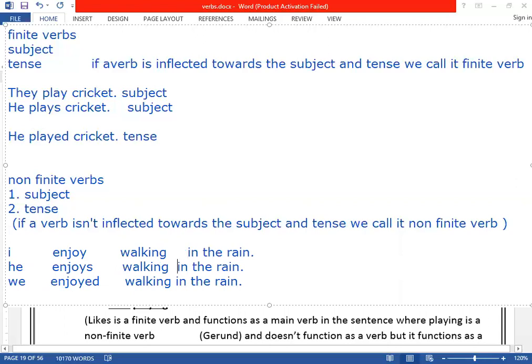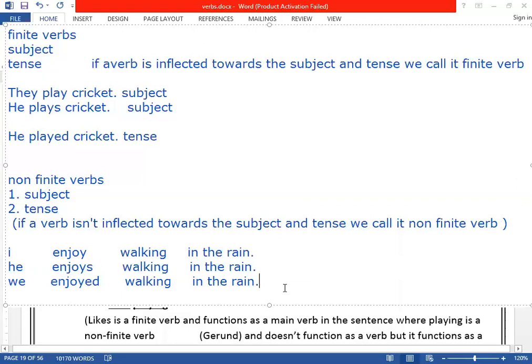How many verbs do we have in this sentence? How many verbs are here? Two verbs. Which one is verb? Enjoy and walking. Two verbs are here. But look at here. According to the subject, clear? And according to the tense. Enjoy, it got what? Enjoy, enjoys, enjoyed. It got changed.